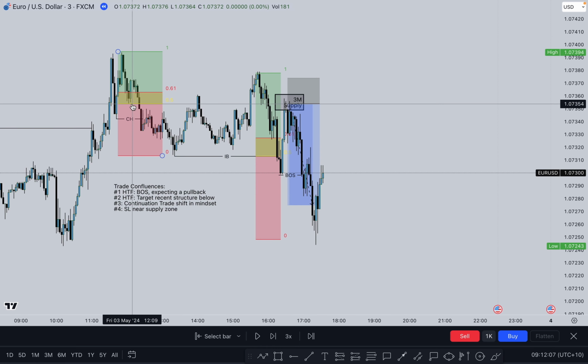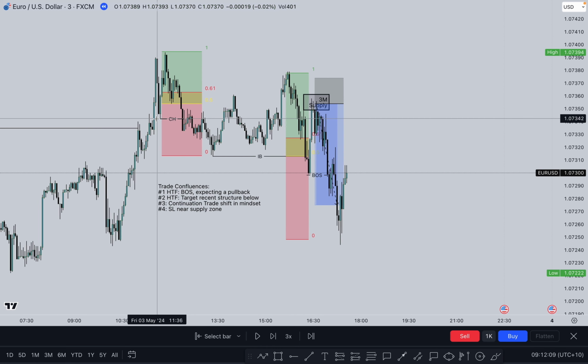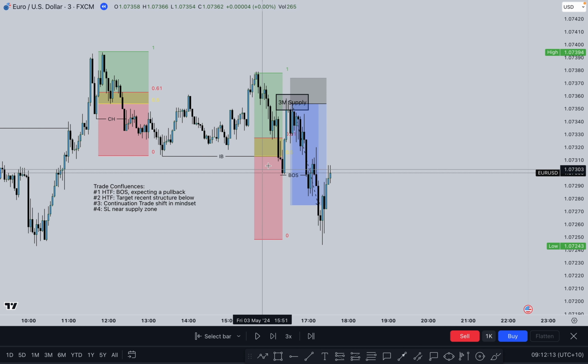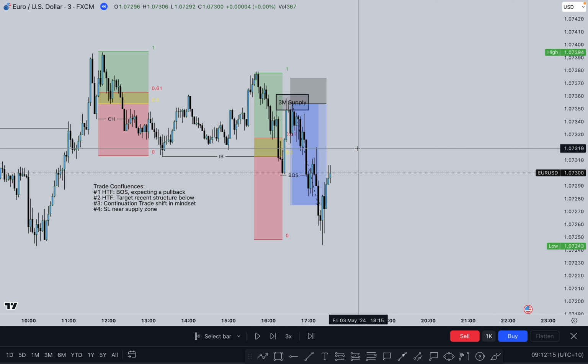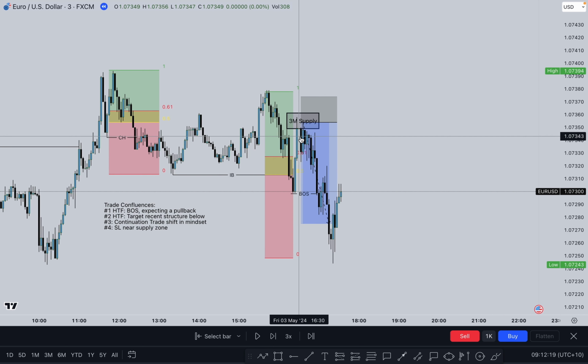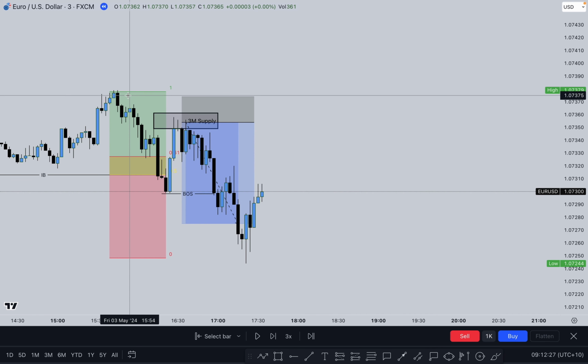Now, I'm very confident to say this is a continuation trade as we've confirmed our order flow shift and we're continuing price down, right? This is a bit of mental gymnastics, but yeah, it'll make sense in a minute. So once price shifts bearish, we can safely say this is a continuation trade to the downside.